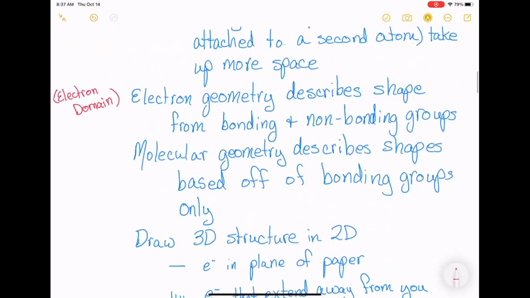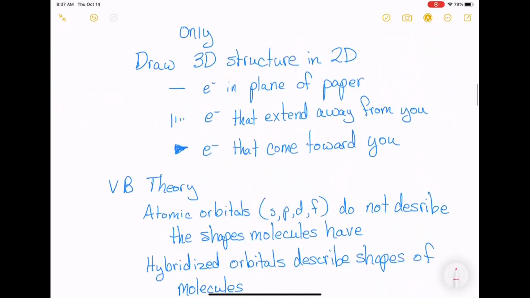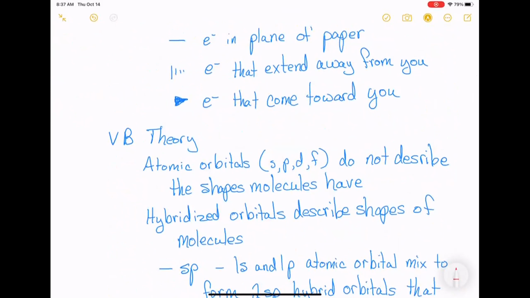So that is the key to VSEPR theory. Now let's talk about VB theory. VB stands for valence bond theory. And as I mentioned before I played the videos, if we simply look at the S or the P or the D or the F atomic orbitals, we cannot possibly describe the shapes that we observe.